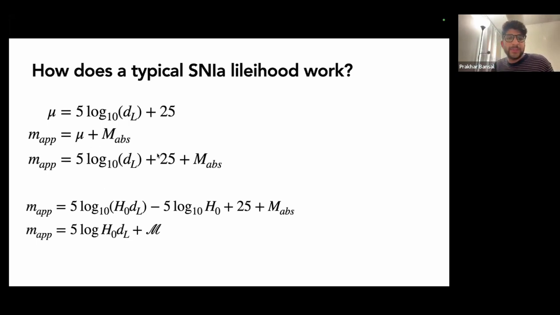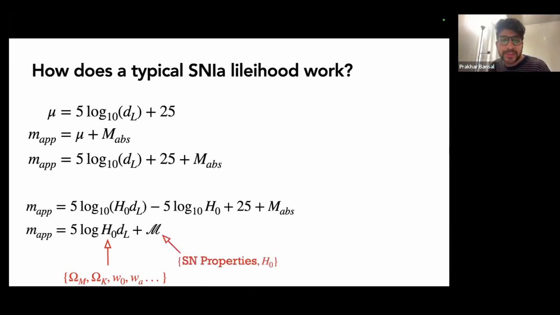Then I can plug in this mu, and I get this expression. I can do a little bit of gymnastics, and finally I arrive at this equation. This equation has two key pieces. This H0 dL: as you can see, dL has an inverse H0 dependence already. When I multiply it with H0, all the H0 dependence goes away. People typically call this the cosmology dependent term, which depends on matter densities. If there's some dynamical dark energy element as well, then all that dependence goes in this term.